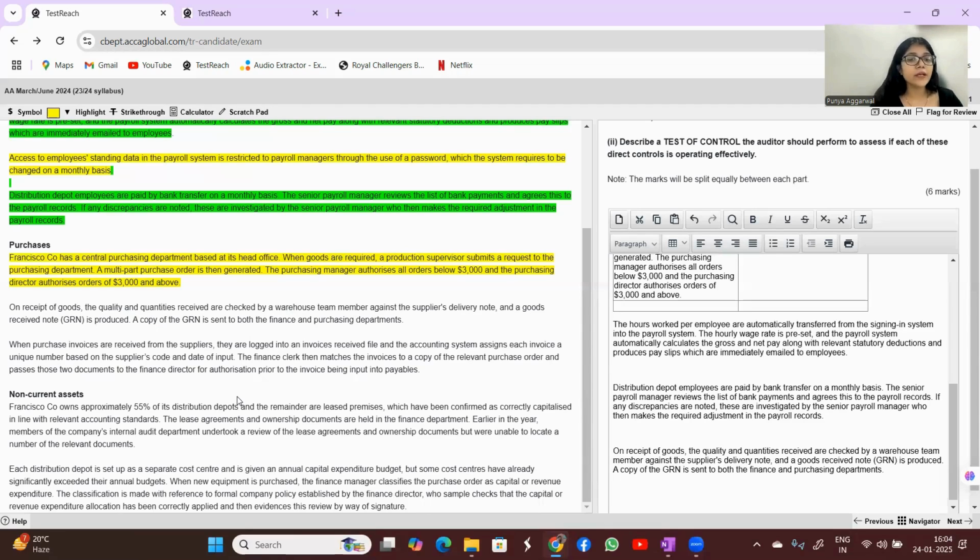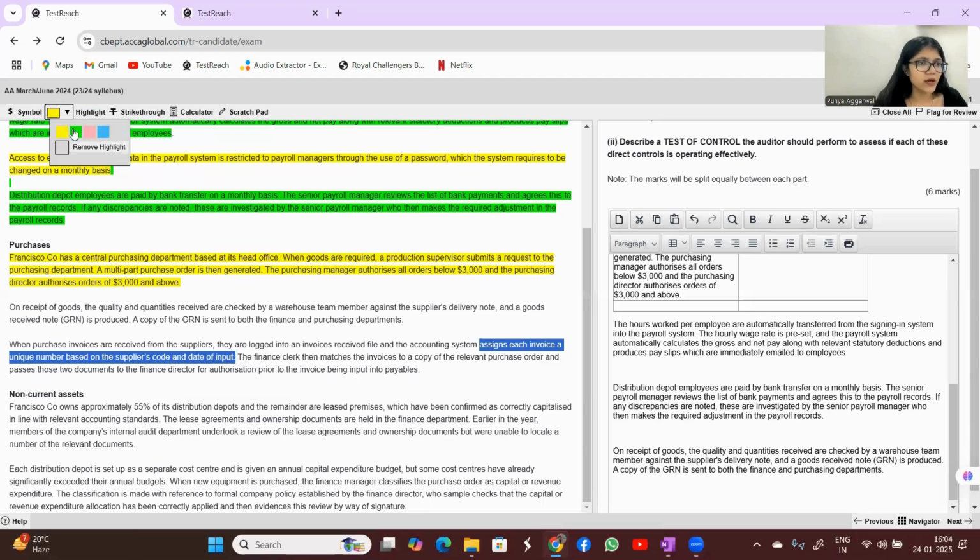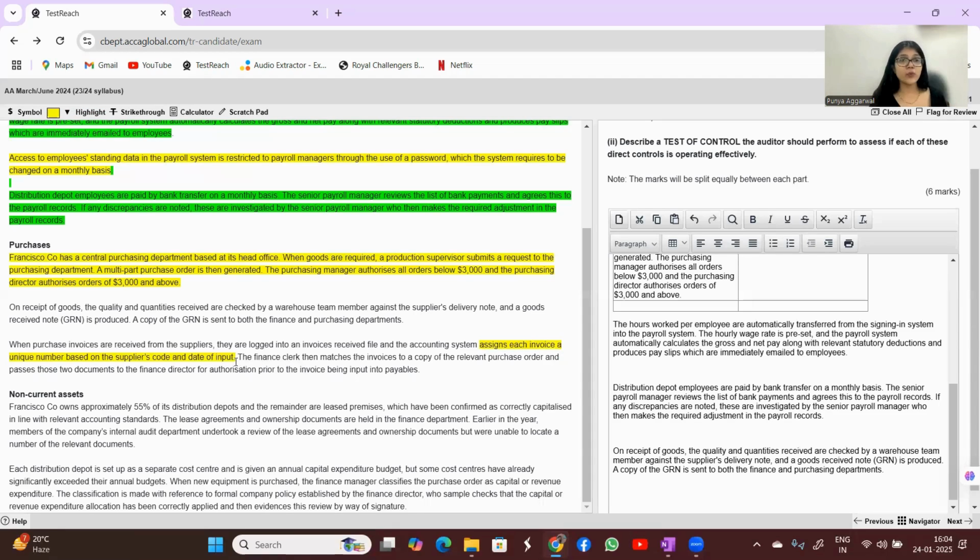Now here, do you think that there should be a sequential number also? They are providing you an invoice. Okay, let's read it again. It assigns each invoice a unique number based on the supplier's code and date of input, which is fine, right? But they are not sequentially numbering it. What do you understand by sequentially numbered? If I'm making invoice number 1, then 2, then 3, then 4. So that is sequentially numbered, as the name suggests.